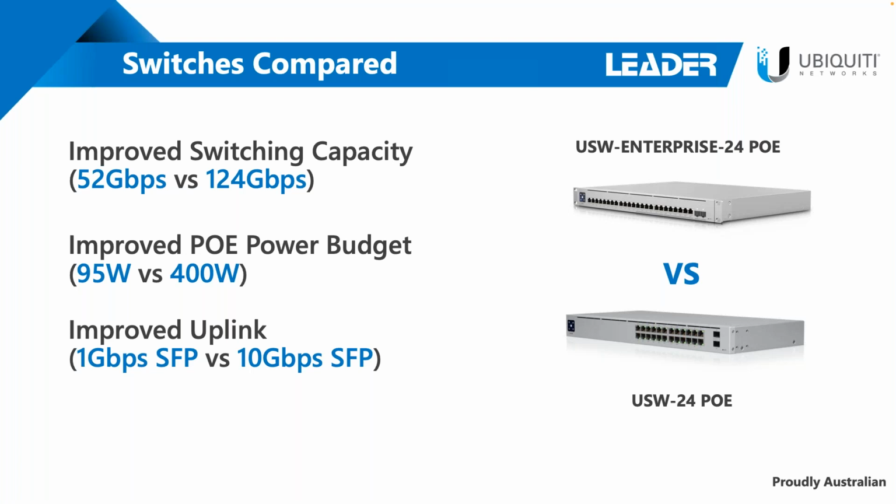On the USW24, you potentially could power up to about 7 access points. On the USW Enterprise 24, you could actually power up all 24 ports. You could power all 24 access points from those ports. So a really big difference between them.